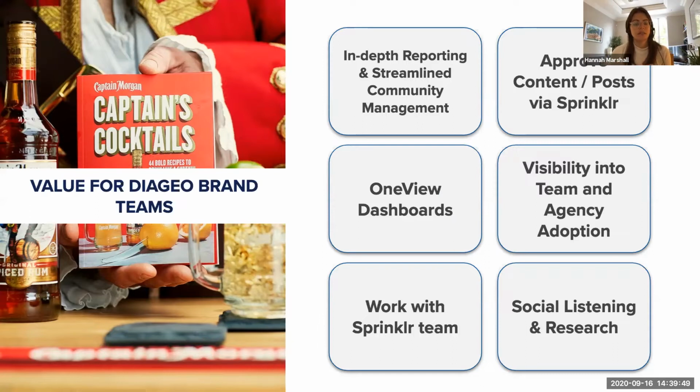So just depending on the brands you're working with, building out an approval process to make sure you're happy with the content that's being published through your media agencies. I mentioned before one view dashboard, so having that holistic view into how the brand is performing across social. Not only that, you work very closely with your media teams, and Sprinkler gives you that visibility in all the activity that's taking place. So what we've seen is the brand teams and the media teams working very closely and using those Sprinkler dashboards as the basis of those conversations.